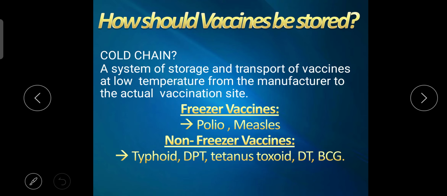In that also we have 2 types of storage. One is freezer, one is non-freezer. In the freezer we have to store polio and measles vaccine. In the non-freezer we have to store typhoid, DPT, tetanus, DT and BCG. DPT means diphtheria, pertussis, tetanus. DT, diphtheria, tetanus.